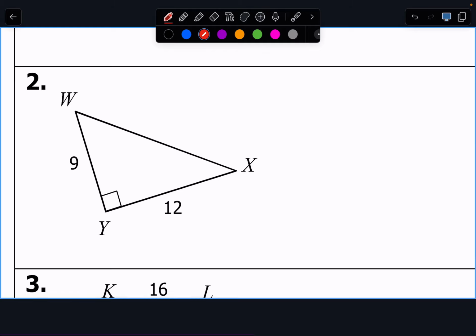Okay. Pythagorean theorem. Let's see who can get it for me. It's 15. So 9 squared plus 12 squared equals our hypotenuse squared. Our hypotenuse is 15. Okay, quiet.